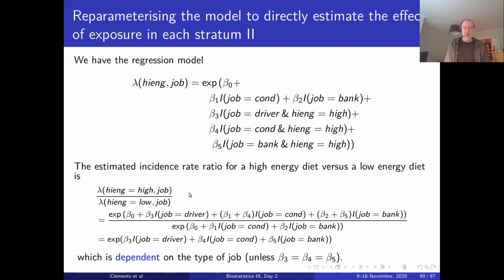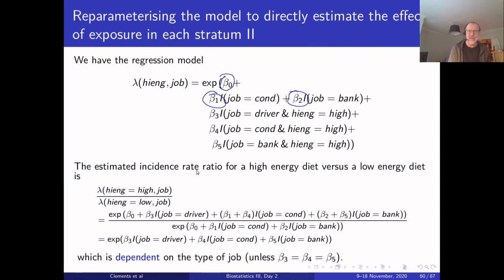So we've already done this. Oh no, this is re-parameterized. So what we could do is say we want to have an intercept term, and then main effects for job, and then we want to have interactions between driver and high energy, conductor and high energy, and bank worker and high energy. And importantly here, we've dropped the main effect for high energy. So now we have 3 interaction terms rather than 2.